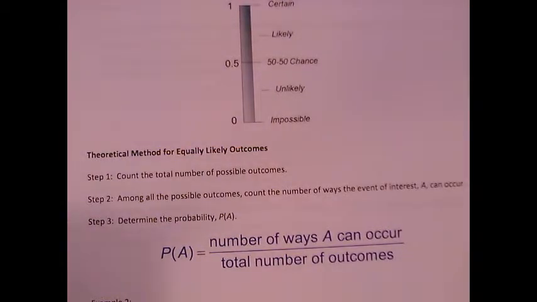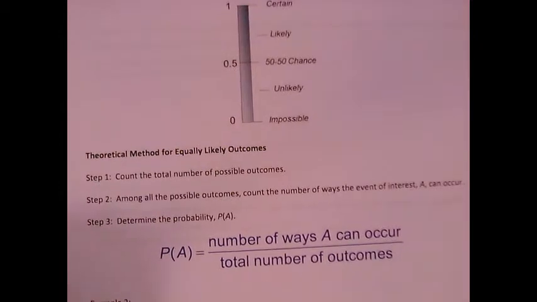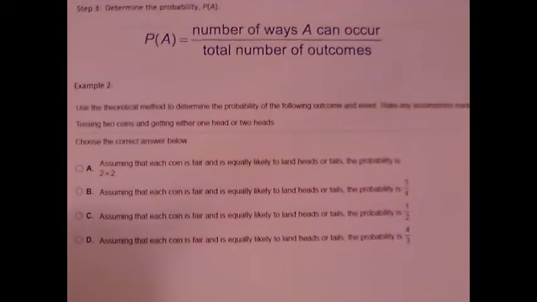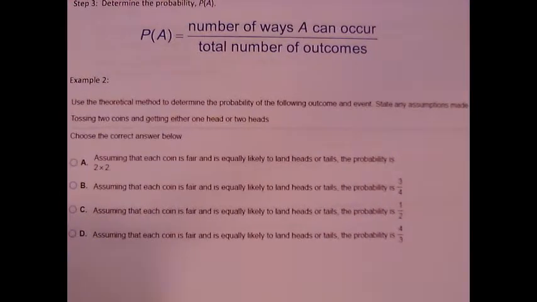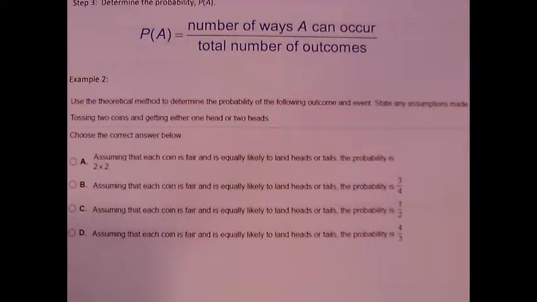Okay, so in this example, number 2, sorry, I can't get all this on the screen. Use a theoretical method to determine the probability of the following outcome and event. State any assumptions made. And that is, in this case, tossing 2 coins and getting either 1 head or 2 tails.